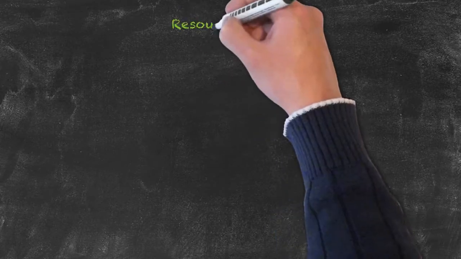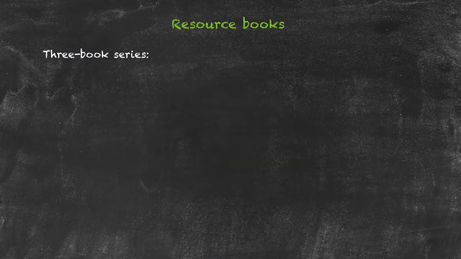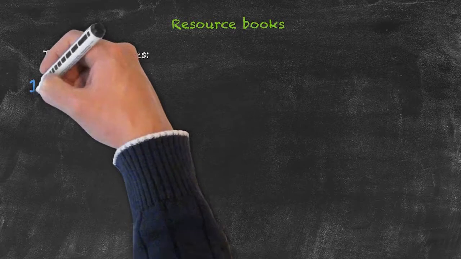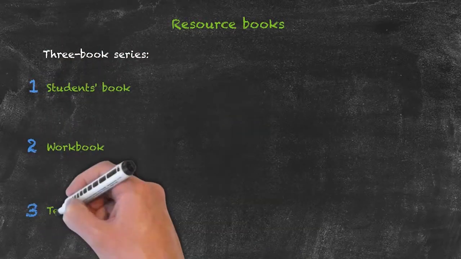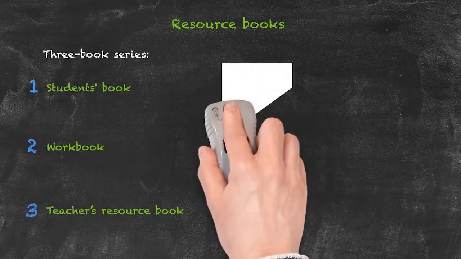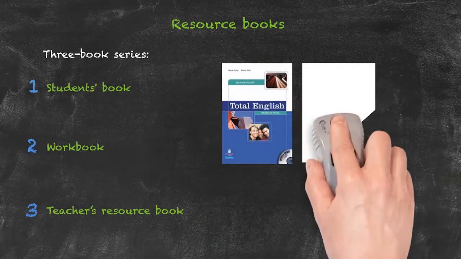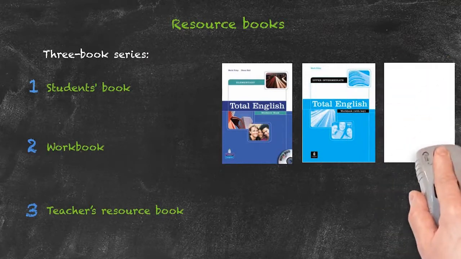Our next item that we're going to consider is the use of resource books. There are many different types of resource books available, and within those books there tends to be a general pattern. And typically the resource book pack will come in a 3-book series. And typically that 3-book series will be in the form of the student book, a workbook, and a teacher's resource book. So, for example, here are those 3 books for this particular series called Total English.